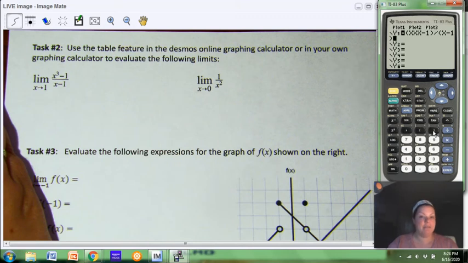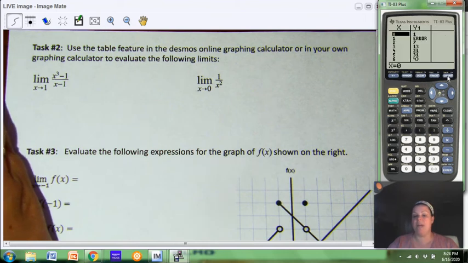Instead of going to the graph, because I already know what the graph's going to look like, I want to evaluate using the table. Now, if I just go to second table, whatever settings you were last using is what you've got to go off of. And you can see at x equals 1, there is an error, so we don't actually have a point there. But again, we're not really going to trust the point. We want to trust what the patterns are.